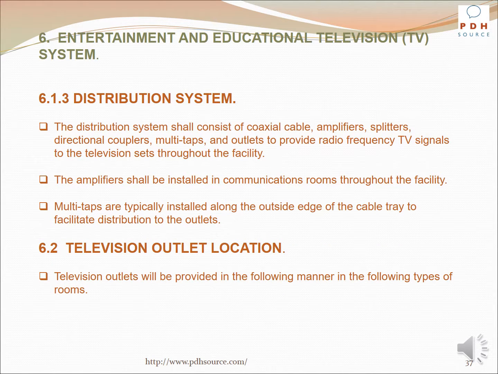The distribution system shall consist of coaxial cable, amplifiers, splitters, directional couplers, multitaps, and outlets to provide radio frequency television signals to the television sets throughout the facility. The amplifiers shall be installed in communication rooms throughout the facility. Multitaps are typically installed along the outside edge of the cable tray to facilitate distribution to the outlets. Television outlets will be provided in the following manner in the following types of rooms.